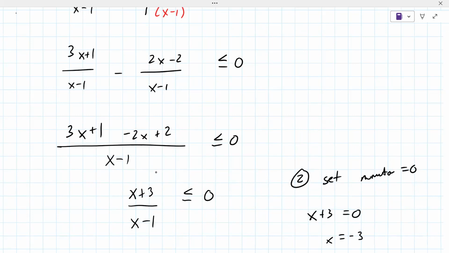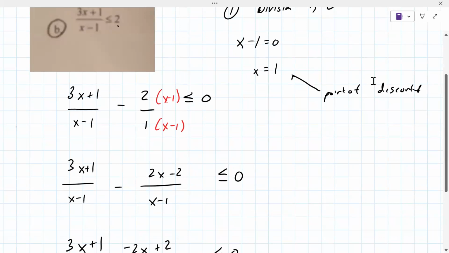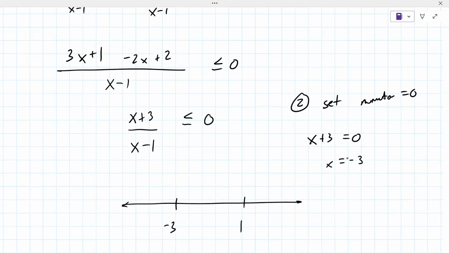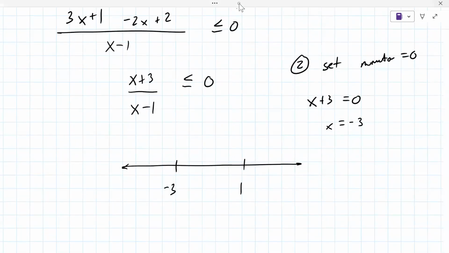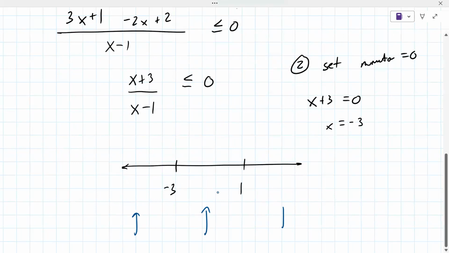Yes, you have to do all this. I know it's a lot. That's probably why you asked for help, because that's what I do. So you take this point where it's discontinuous, this point where it equals 0, and you put them on a number line. And mine are never to scale, so don't worry about that. And then you test points. So we're going to test points in each of these regions. And you pick points that are easy to test, like 0 is a good one, 2 is a good one, maybe negative 4.